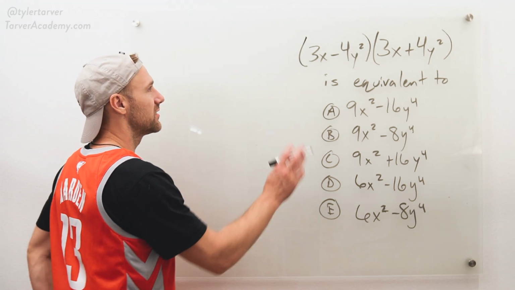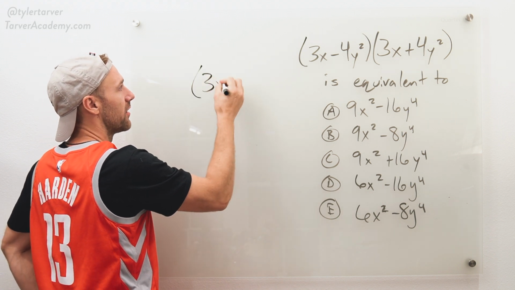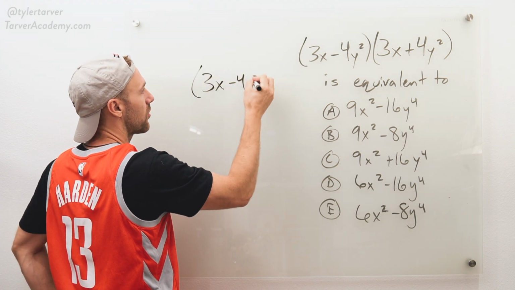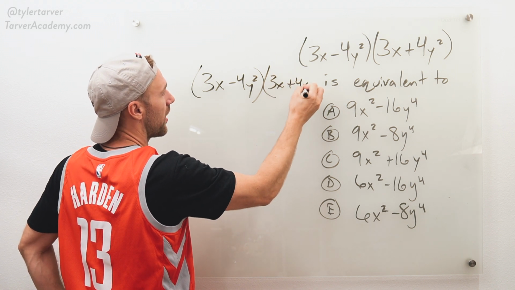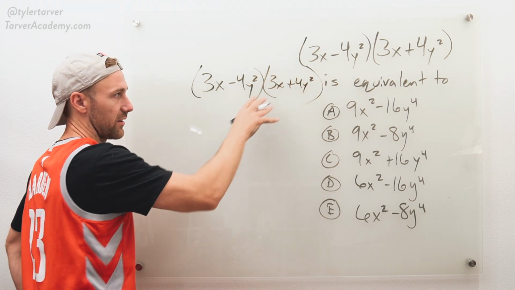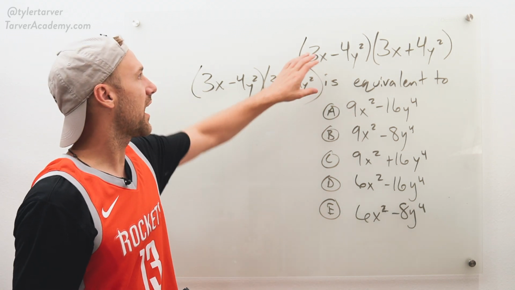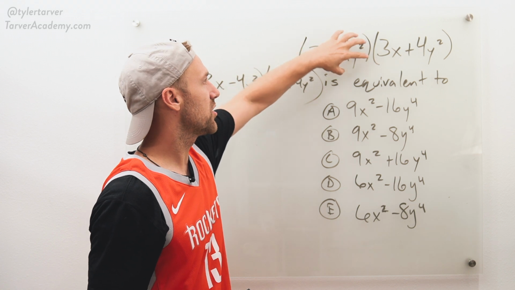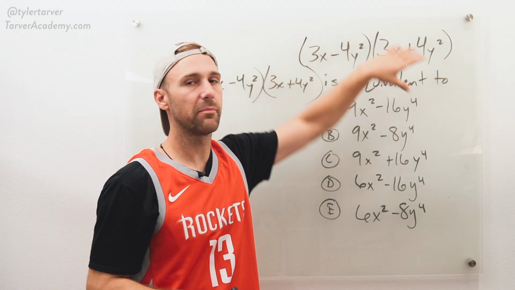Let's get started. So pretty much what I want to do is I want to take this equation and write it over here. 3x minus 4y squared times 3x plus 4y squared. Wow, that's kind of crunched together, but here we are. Okay, what I'm going to do is I have 2 binomials. So we got a binomial times a binomial.